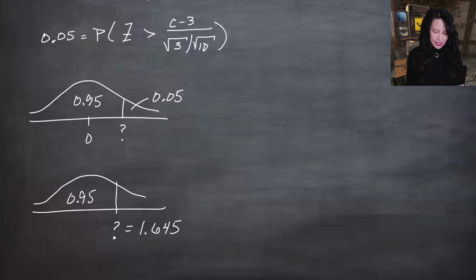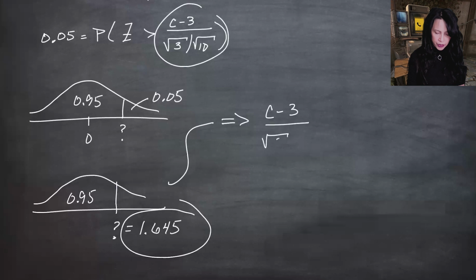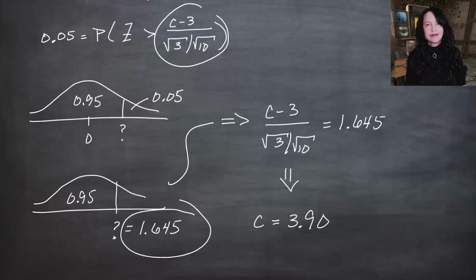So this is the number that the standard normal is above with probability 0.05. And this means that this has to equal that number. So (c minus 3) over the square root of 3 over the square root of 10 is going to be 1.645. And so if we go through and solve for c, then I'm going to have to multiply that square root stuff over to the right-hand side. Please tell me I wrote this down. Yeah, so this, no, give me a sec. Okay, so this is 3.90.